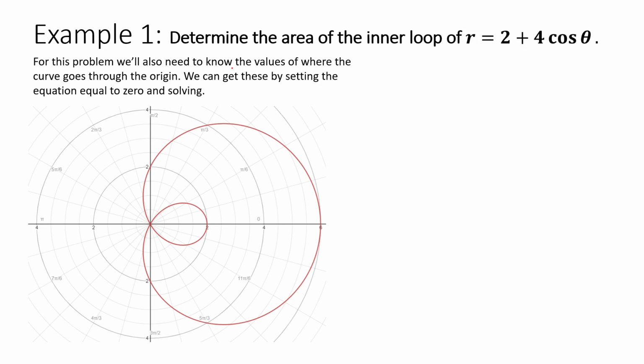And then again, by formula, since we are determining the inner loop of r equals 2 plus 4 cosine theta, the inner loop that the problem is pertaining to is this one. Okay, so the area of that bounded region is just equal to 1/2 integral of r squared, which is the given formula because that is the same drawing all throughout the figure. So that would be 2 plus 4 cosine theta, squared, d theta.